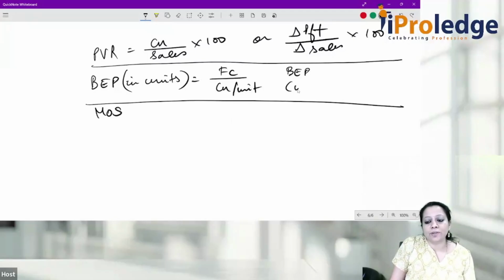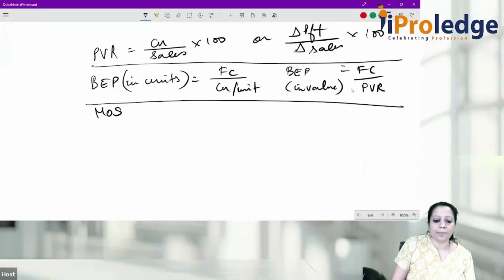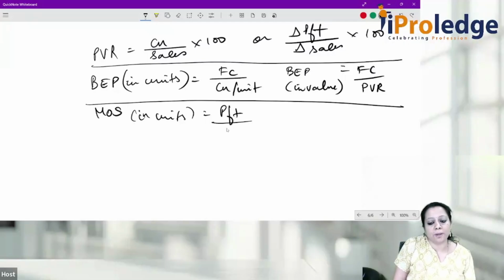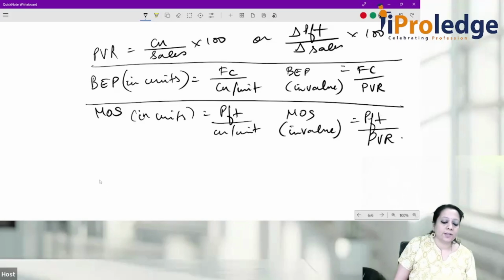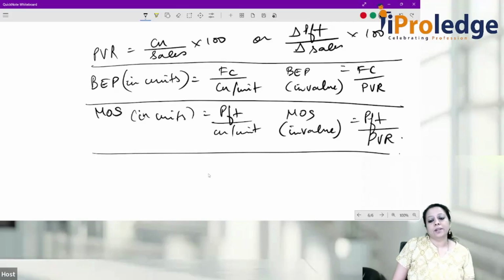BEP in value is fixed cost divided by PVR. MOS in units is profit divided by contribution per unit. And MOS in value is profit divided by PVR. That's all, these are the basic formulas. Shutdown point is not to be remembered as a separate formula, but today I thought I will do that for you. Logically also we will understand. If you want, you can also write the formula. So these are the main points.